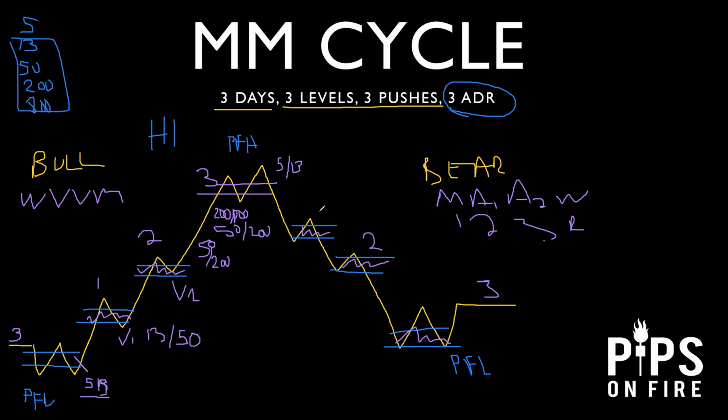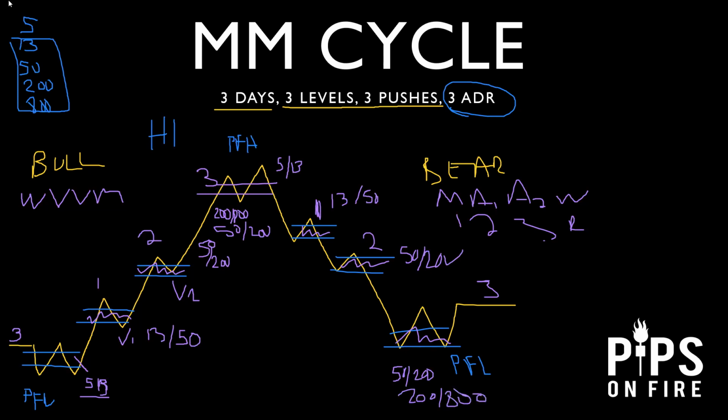Okay, so then I think I deleted my 1, but this is 1, guys. So again, this is your 13 and 50. And this is level 2, and this is your 50 and 200. And then again, like we said, this could be 50 and 200, or it could be your 200 and 800 cross.